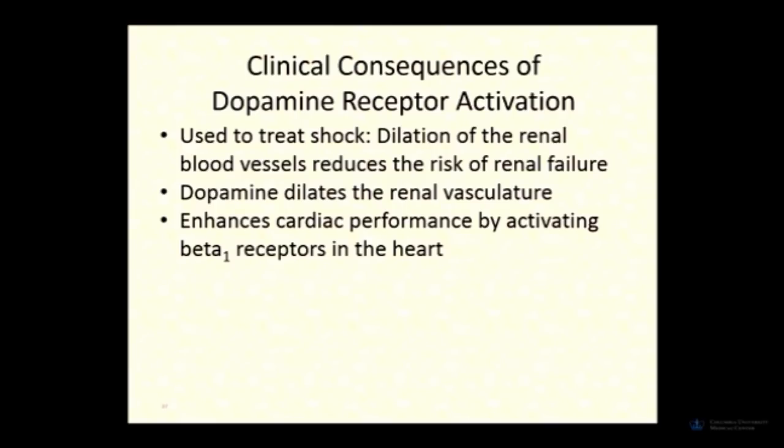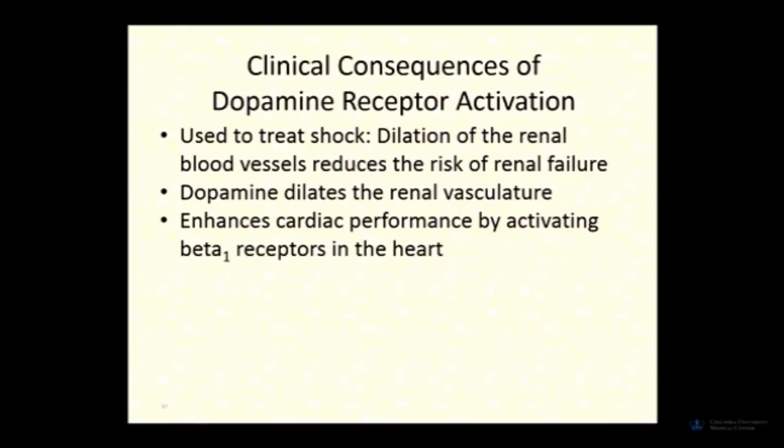So, moving on, let's talk about the clinical consequences of dopamine receptor activation. Dopamine is one of our catecholamines, and it's used primarily in the treatment of shock. In the context of shock, blood pressure is extremely low, so you have a difficult time sending blood to organs. One of those organs vulnerable to this drop in blood pressure is the kidneys. Sometimes when patients in shock have that drop in blood pressure, it leads to renal failure.